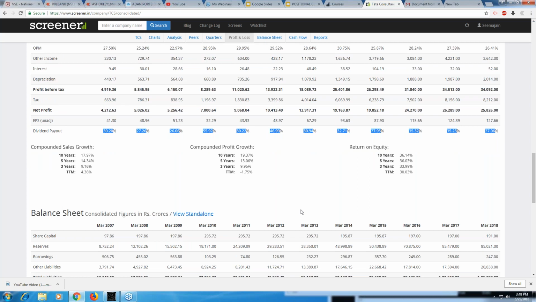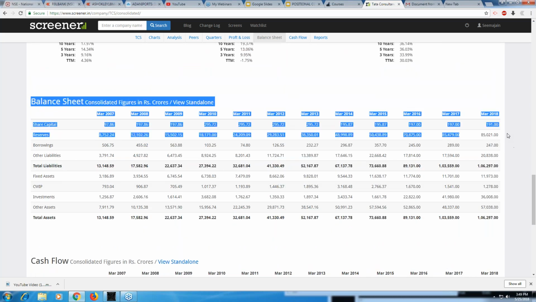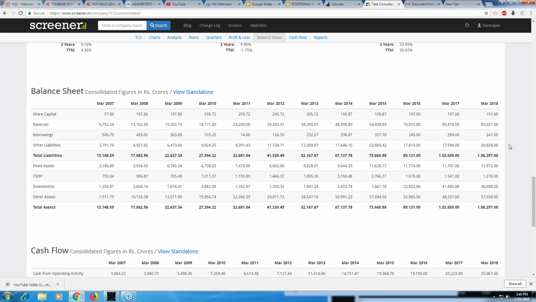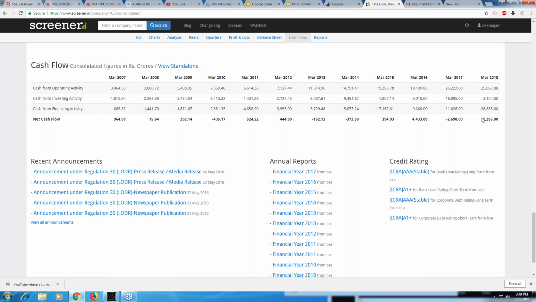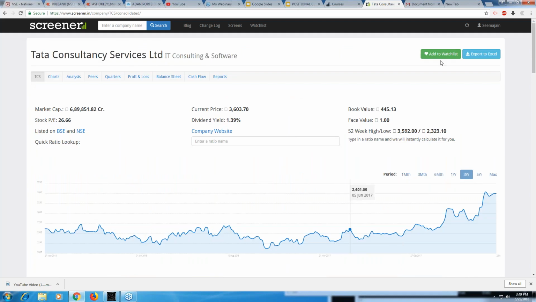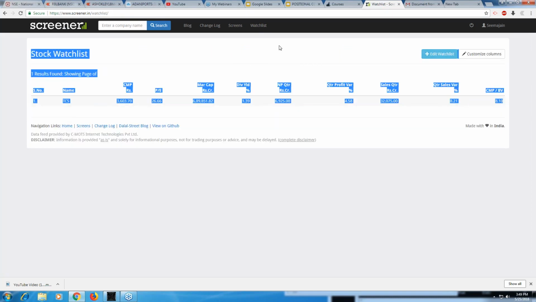Then share capital, and you can see how much their reserves are. 85,000 crores is the TCS reserves, and it's a very, very highly cash rich company, right? So this is about TCS. You can check everything that you want over here, and if you want to add the stock to your watch list, you can add it over here. Now if you see here, TCS is on my watch list straight away, right?